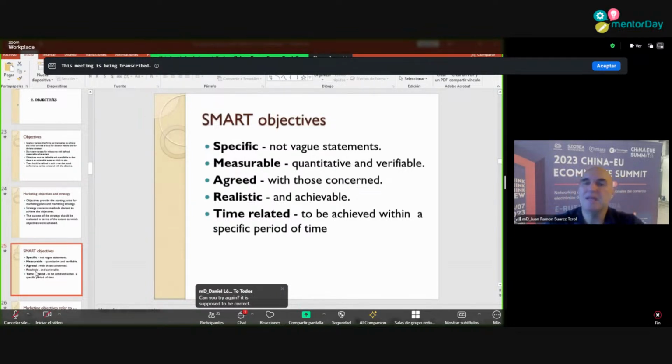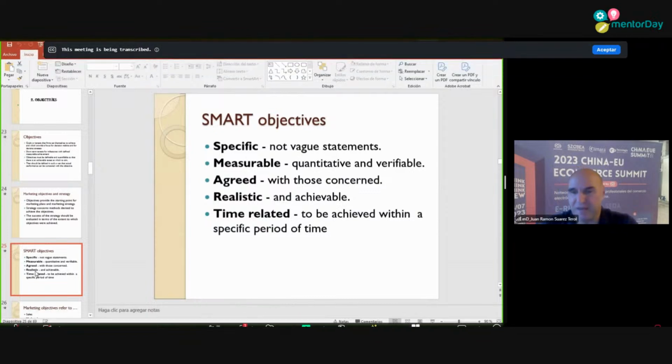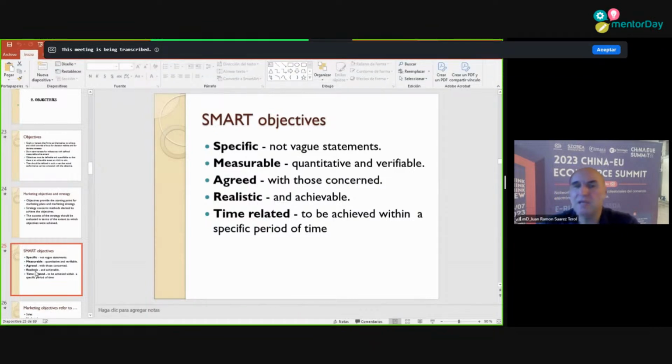SMART objectives. The objectives have to be specific. Okay, 2%, that is a very specific objective. My company is going to grow 2%, let's put 10% in 2025. That is very specific, and measurable, quantitative and verifiable as well. Okay, 2% or 10% is still very measurable.